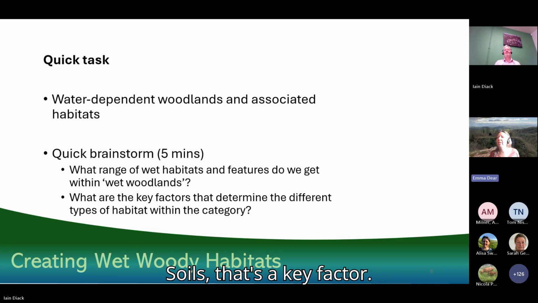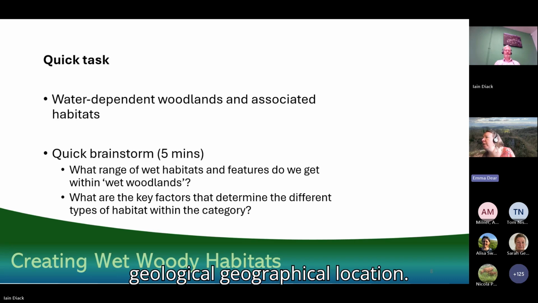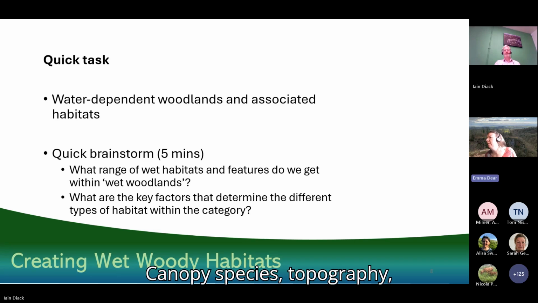Soils, that's a key factor. That's a good one. Hydrology, of the water table, humidity, water availability, geology, groundwater, geographical location, canopy species, topography, drainage, the seed banks, aspect.